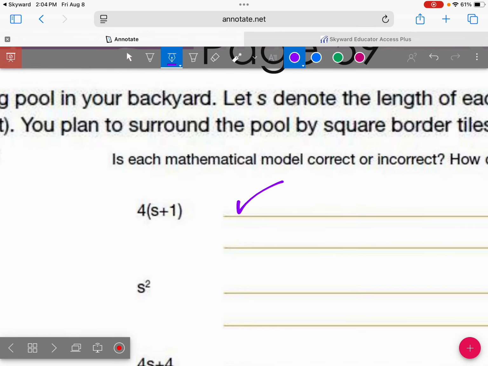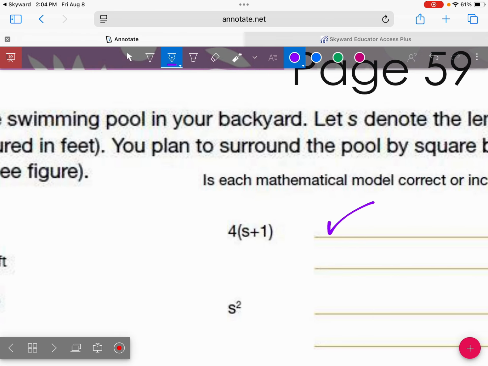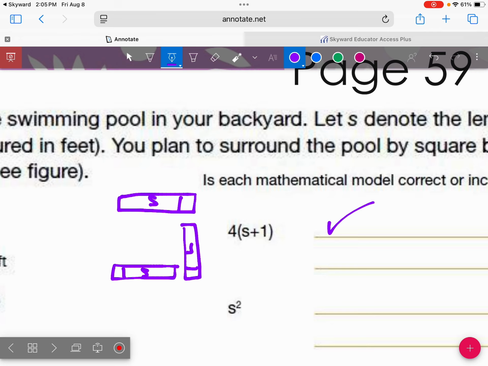And I'm lazy, so I tend to just put, yeah, it works, and I'll put a check. Because what this is telling us is if we have a side plus 1, and I get 4 of them, it will go all the way around my pool. You don't have to sketch it in, but if it helps you to see it, you totally can.